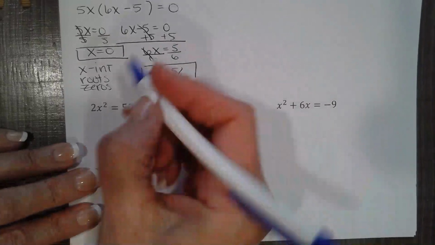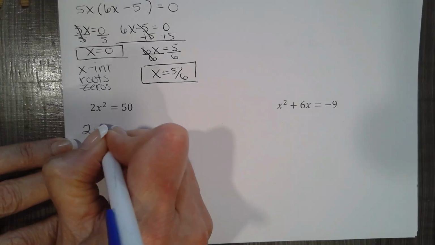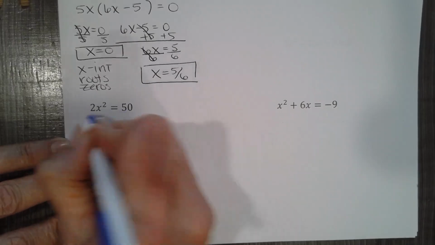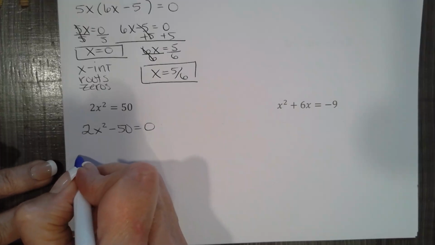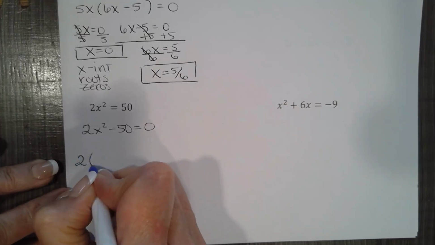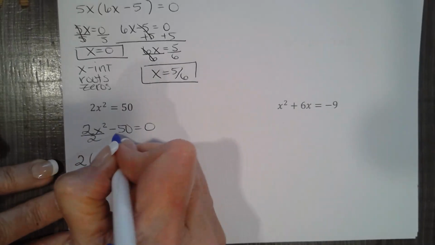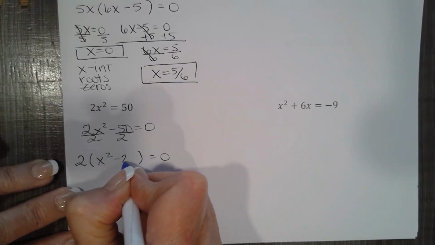Okay, here I need to subtract 50 on both sides. So when I do, I'll get 2x squared minus 50 equals 0. I kind of just skipped that step. Can I pull out a greatest common factor? Yes, I can. Greatest common factor is 2. I'm going to set up a parenthesis, divide by my greatest common factor, and I have x squared minus 25.